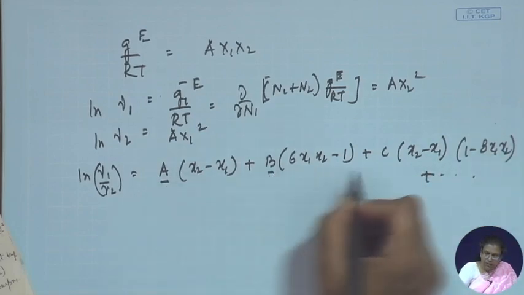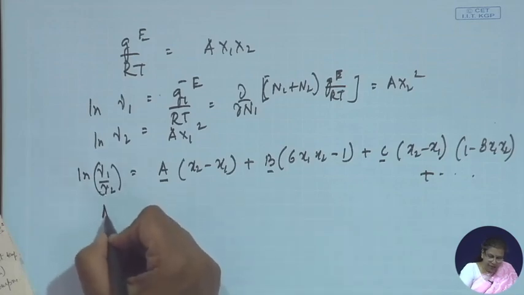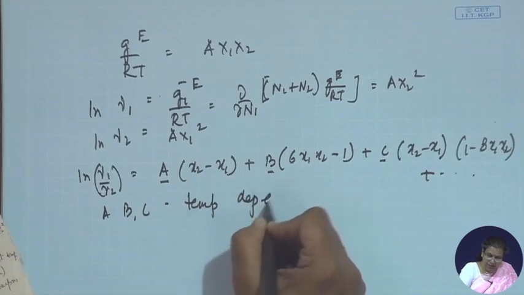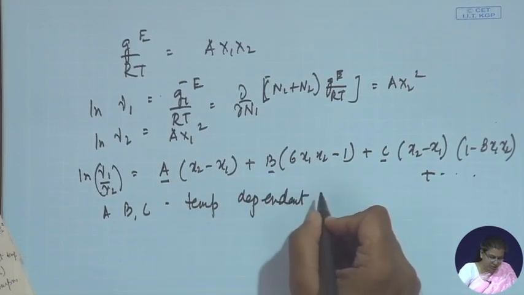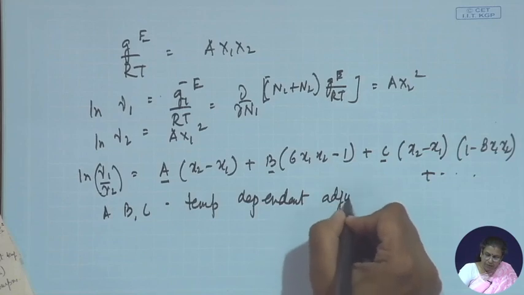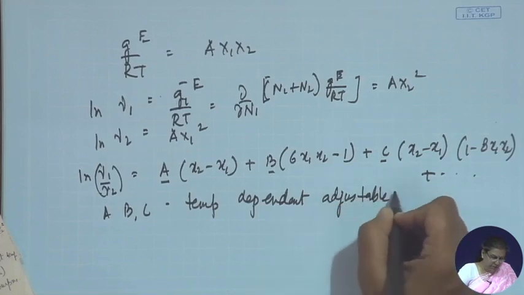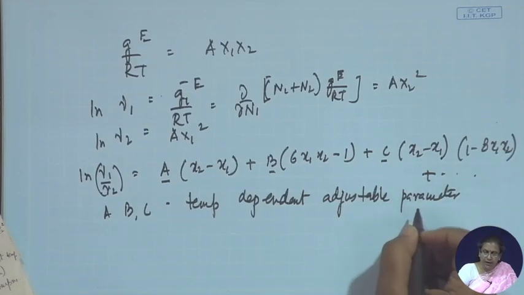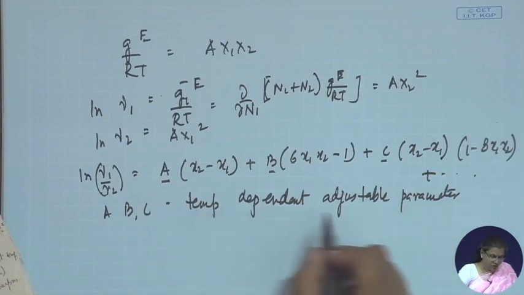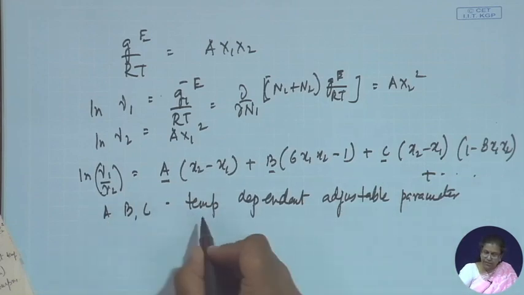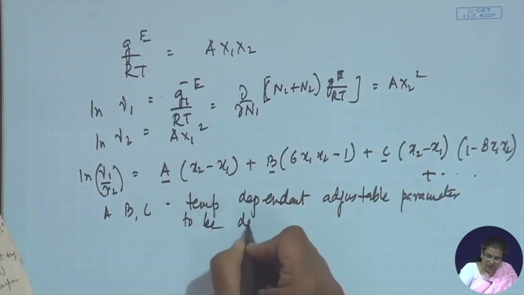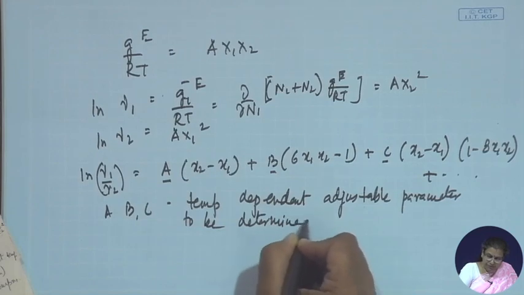And all these terms A, B, C are temperature dependent adjustable parameters, because we need to know that the composition dependence of gamma should be a function of temperature and pressure. Since it is a liquid phase property, it should not be a very significant function of pressure, but it should be a significant function of temperature. Therefore, A, B, C are temperature dependent adjustable parameters to be determined from experimental data.